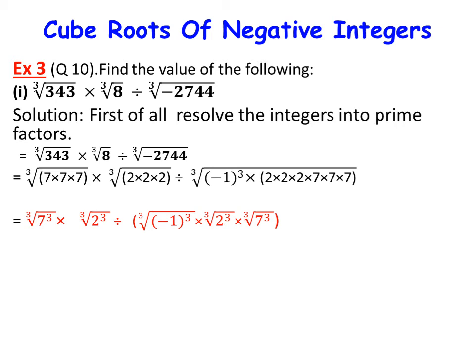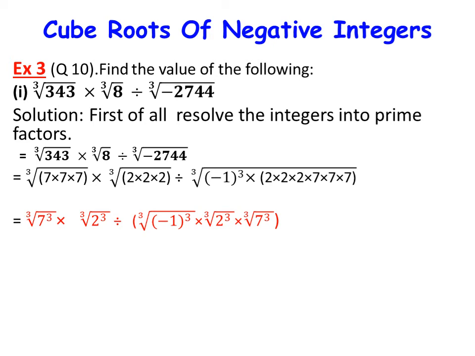And then here you should be very careful. We are having a minus sign with it. So as we discussed in the previous examples, this minus 1 will be written as minus 1 cube, and then we will break this number 2744 into prime factors. Then we will write them under the cube root, and the radicand will be written in the form of a cube. It will become cube root of 7 cube and cube root of 2 cube, divided by cube root of minus 1 cube.